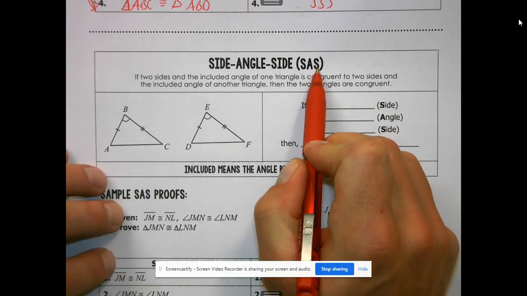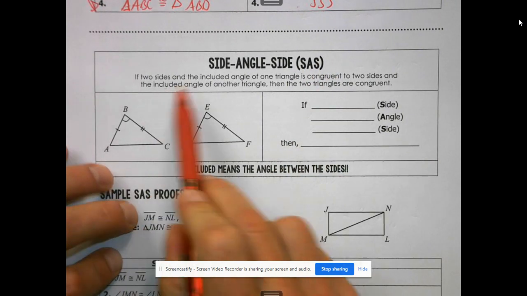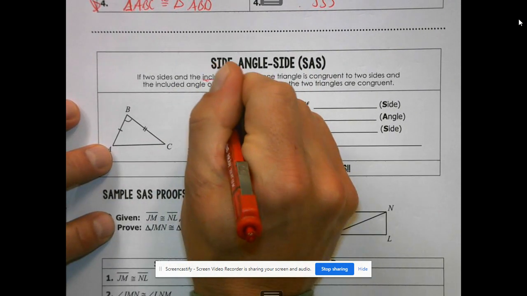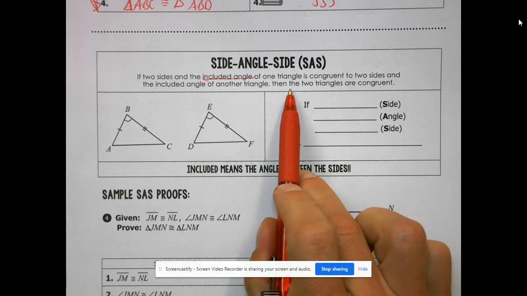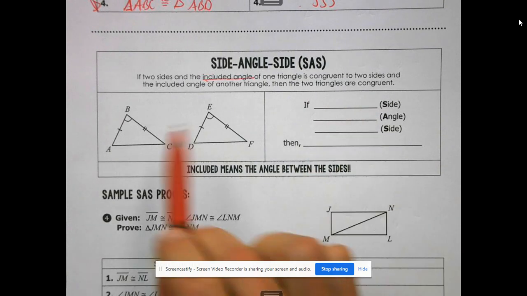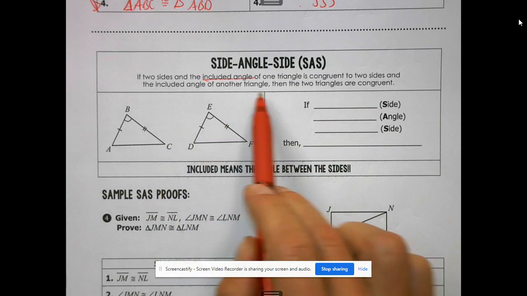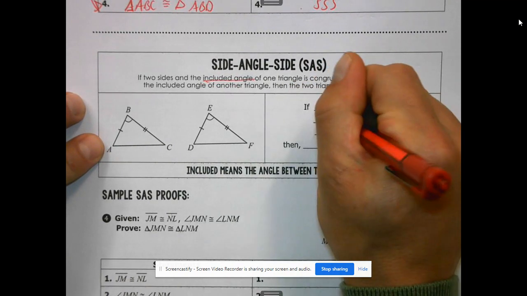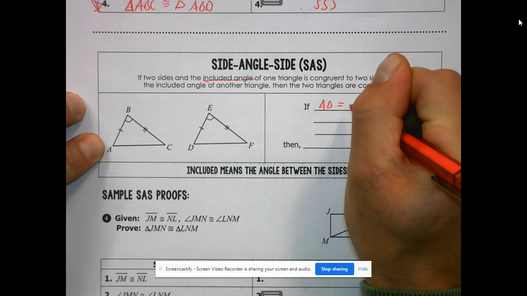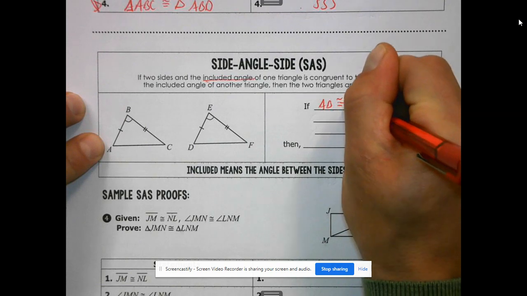Side, angle, side, just like your reference sheet. You have 2 sides and the included angle. Remember, that's the angle in between the congruent sides. If two sides and the included angle of one triangle are congruent to two sides and the included angle of another triangle, then your triangles are congruent. All right, match up the sides. AB is congruent to DE.